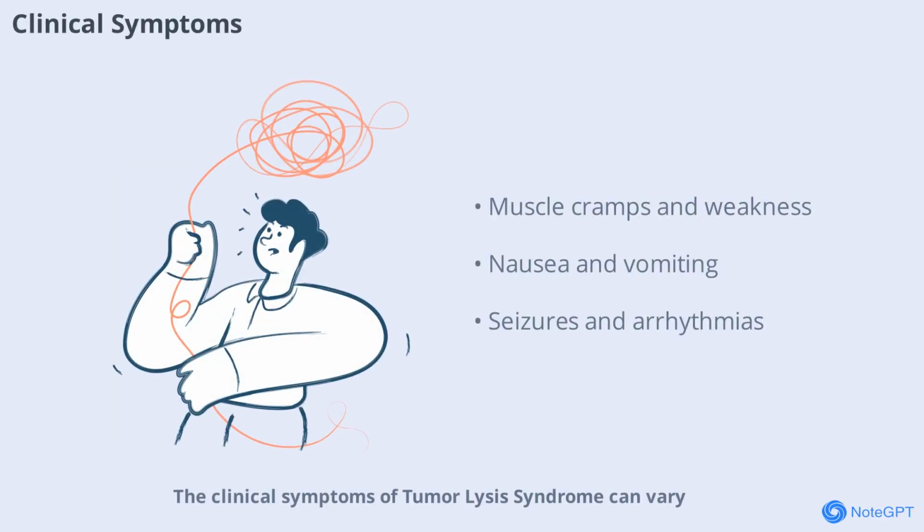Clinical symptoms of tumor lysis syndrome can vary, but common signs include muscle cramps, weakness, confusion, nausea, vomiting, and decreased urine output. More severe symptoms may include seizures, cardiac arrhythmias, and even sudden cardiac death.